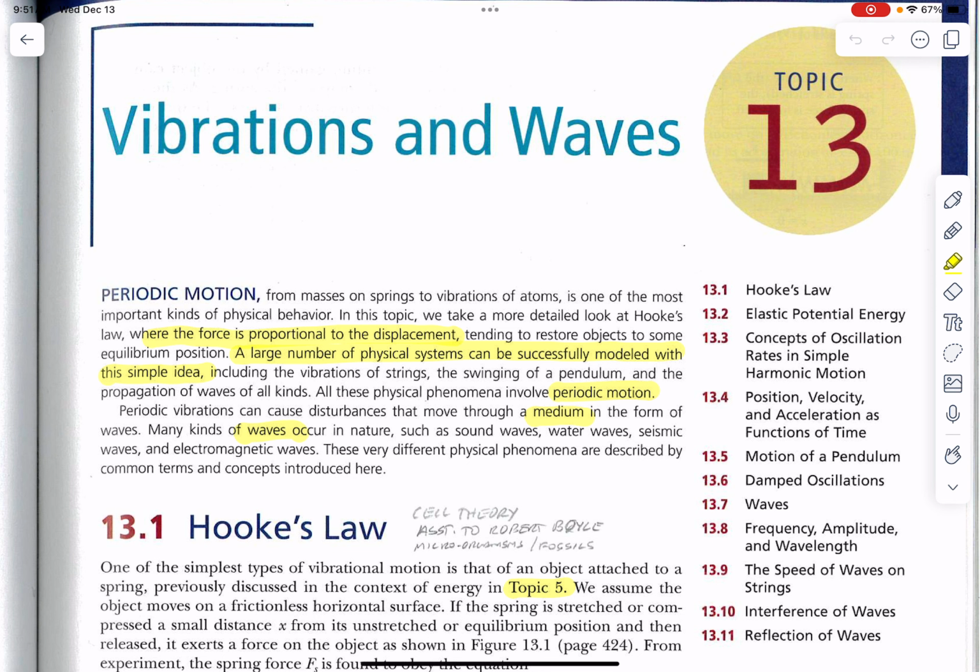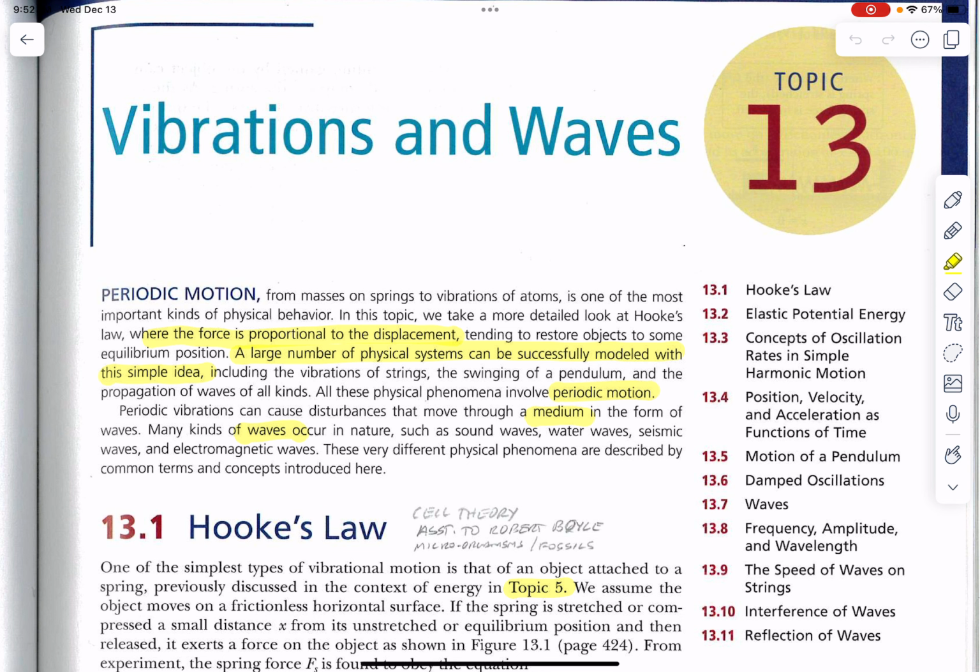Periodic motion is motion that occurs over and over again. Periodic means that there is a period of time for an event to take place, for an oscillation or a vibration or some kind of event. Some examples of this would be sound waves and water waves and seismic waves and electromagnetic waves. The period, of course, is the amount of time it takes for that entire event to take place.